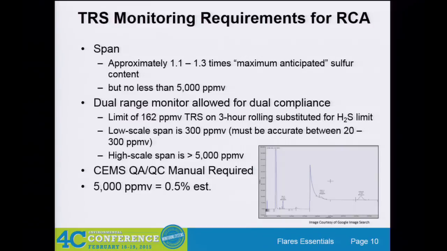For the TRS monitor, you need to do a span of approximately 1.1 to 1.3 times your maximum anticipated sulfur content. So what does that mean? That means you can no longer say, my analyzer was pegged out, I don't know what the concentration was. Because you have to have a monitor that can go all the way up. So if you have an acid gas flaring event and you say, I can see 90% H2S in my flare, well, you're going to be spanning to 100% H2S. Just start thinking about those calibration gases.